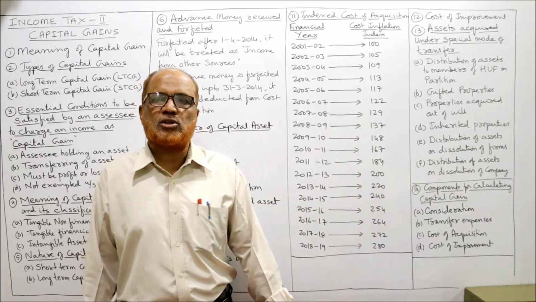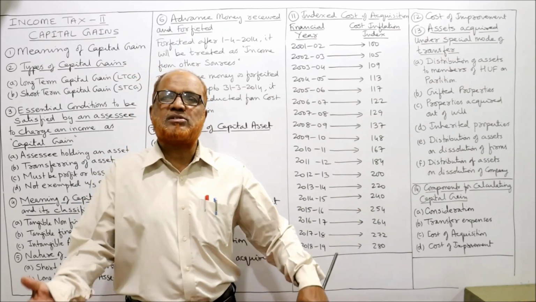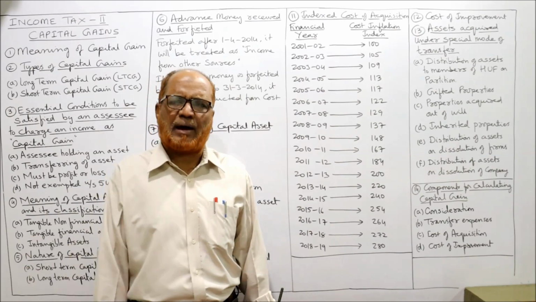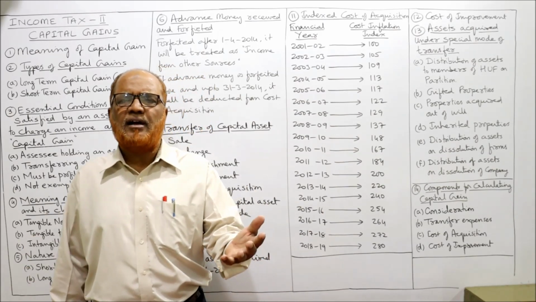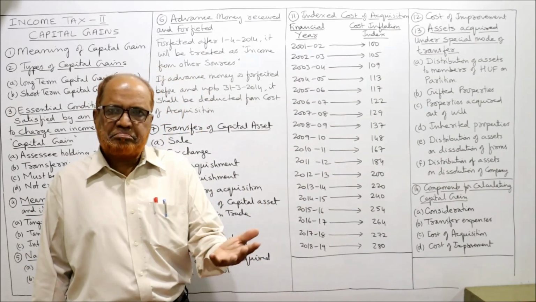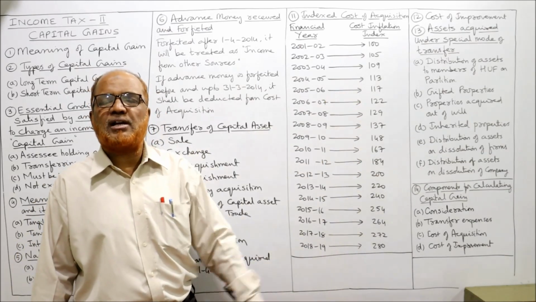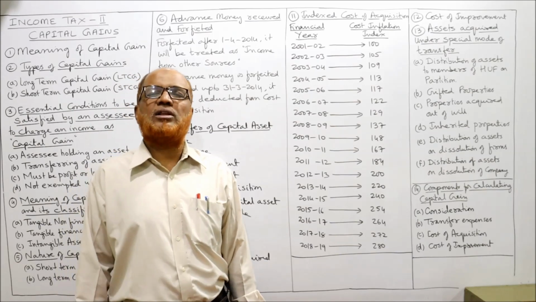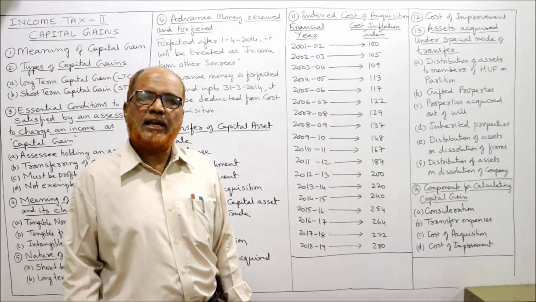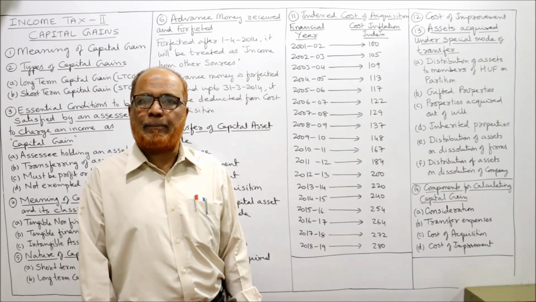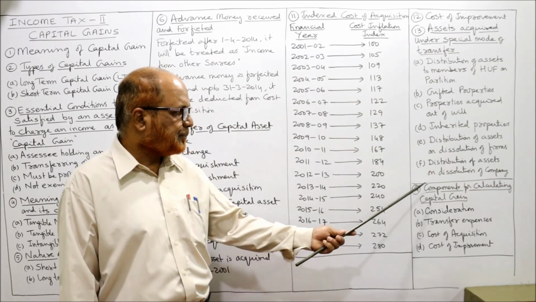Similarly, distribution of assets on the dissolution of a company. Sometimes a company gets liquidated. Very rarely this will happen. When a company is liquidated, assets are distributed among shareholders. So this is the rarest of the rare case. So these are the special cases where the SSC gets the ownership of the property and he is liable to pay tax on capital gain if he transfers the asset.